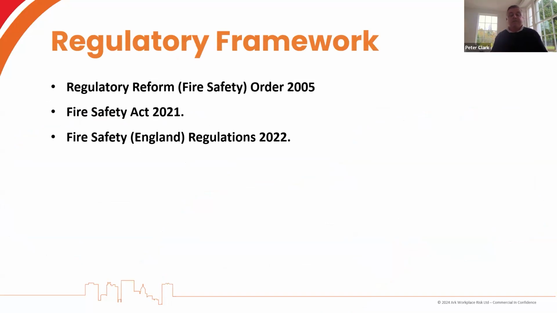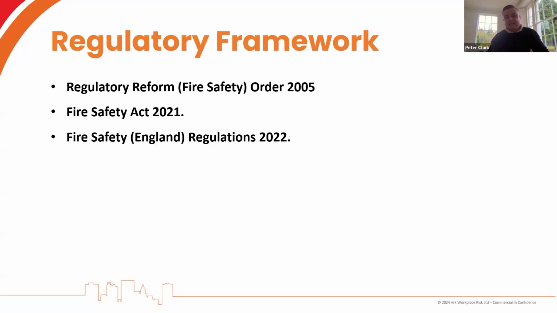So the last few years have been a lot of turmoil, I think, a lot of confusion, but we've had some great pieces of legislation come through. So we've got the reform order from 2005. So since April 2006, we've been working to that, and we're happy with that. The Fire Safety Act 2021 revised that. It revised the scope of the RRO, and it clarified responsibilities of building owners. So it's a very important piece of legislation, the Fire Safety Act 2021.